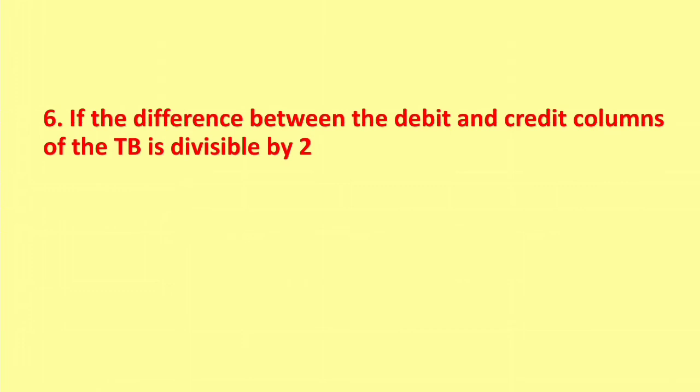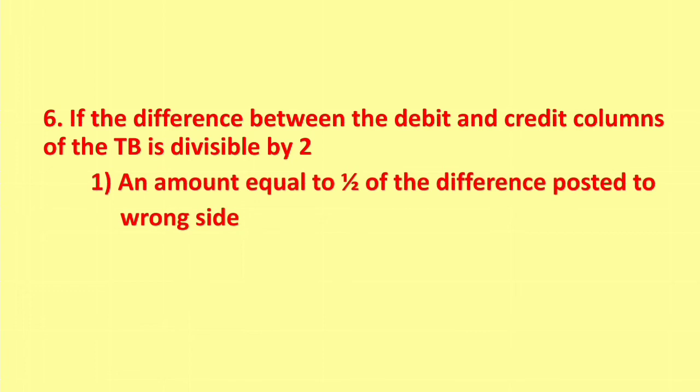10,000 excess credit. And if that difference is divisible by 2, here 10,000 is divisible by 2, then some possible errors are: an amount equal to half of the difference posted to the wrong side. Here half of the difference is half of 10,000, that is 5,000. Then an amount equal to 5,000 posted to the wrong side.